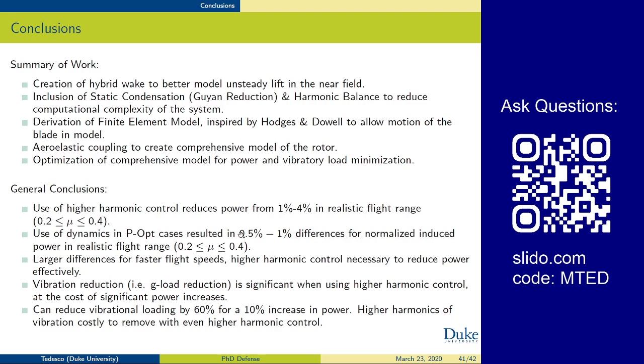When we look at vibration reduction, we can do it pretty significantly using our higher harmonic control, but it comes at the cost of huge power increases if we're not careful. If instead we consider a multi-objective analysis where we look at power and vibration at the same time, we're able to actually see a 60% decrease in vibrational loading for 10% increases in power instead.